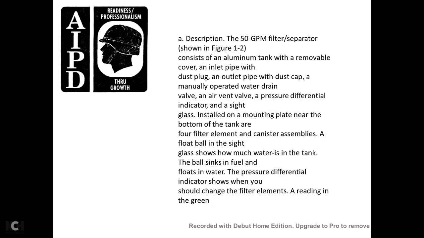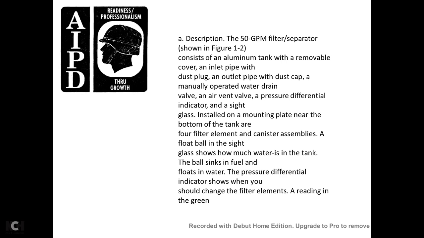Description: a 50 gallon per minute filter separator consists of an aluminum tank with a removable cover, an inlet with dust cap and plug, an outlet pipe with dust cap, a manually operated water drain valve, an air vent valve, a pressure differential indicator, and a sight glass installed with a mounting plate near the bottom of the tank. There are 4 filter elements, a canister assembly with a float valve. The sight glass shows how much water is in the tank. The float sinks in the fuel and floats on the water. Then the pressure differential indicator.